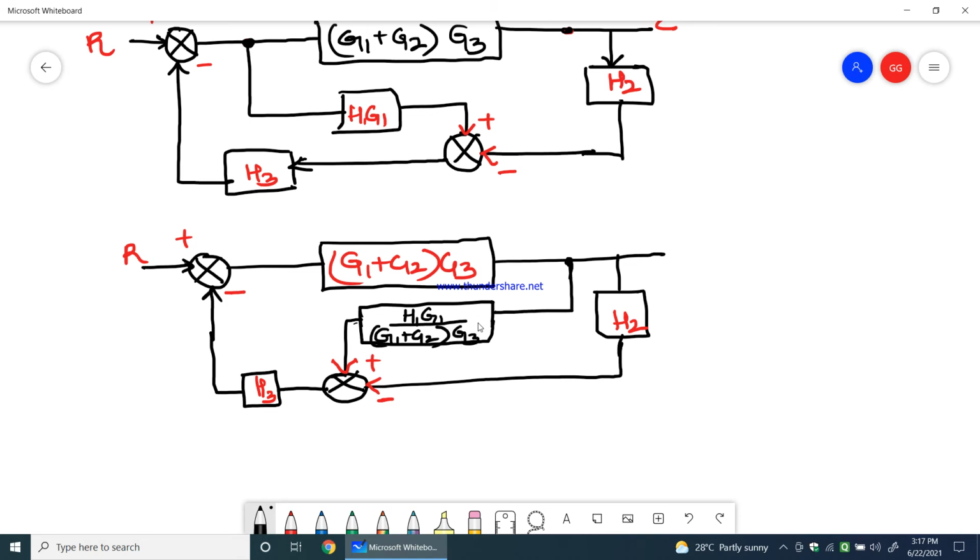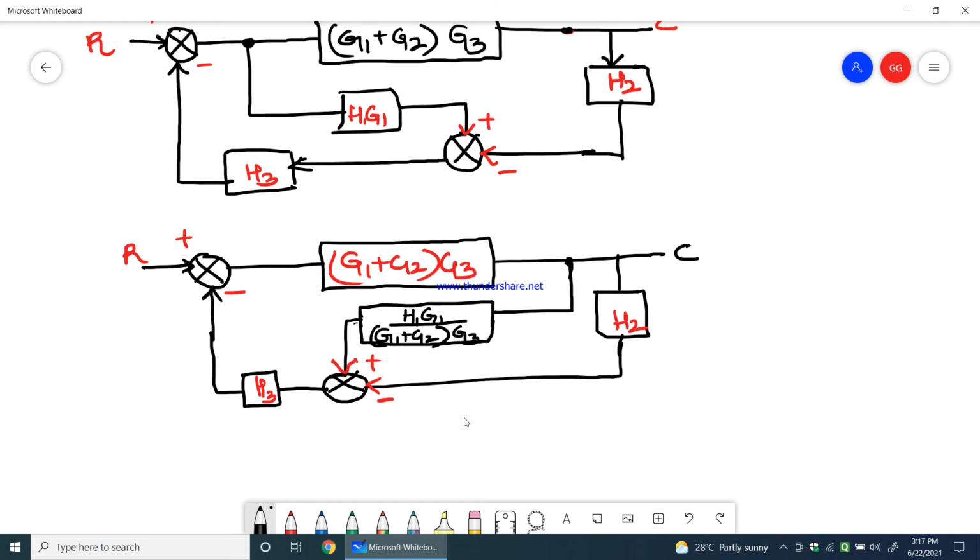So when you multiply this with this, you will remain with H1 G1 only. So that is what I have given here. H1 G1 should come here. When you shift the takeoff points or the summing points, you should also keep in mind that the output coming to those summing points should remain the same. When I shift from here to here, you see that this block gets multiplied with H1 G1. When I multiply that with 1 over G1 plus G2 into G3, this and this get cancelled. Therefore H1 G1 will remain to be the output for the summing point.